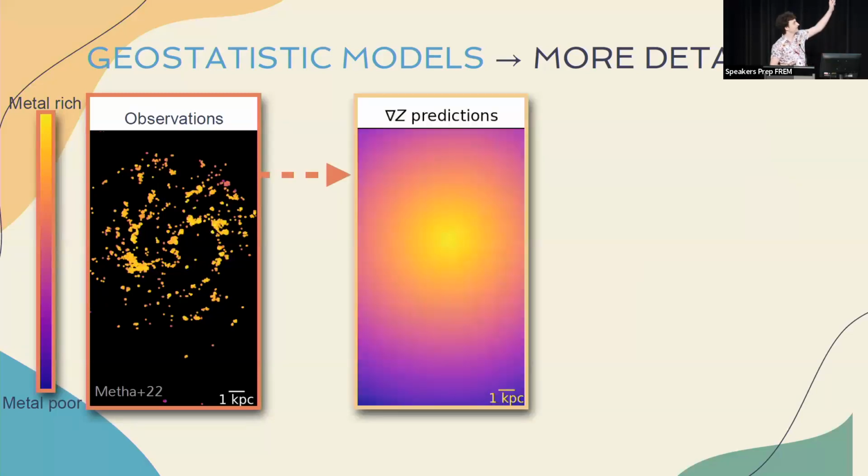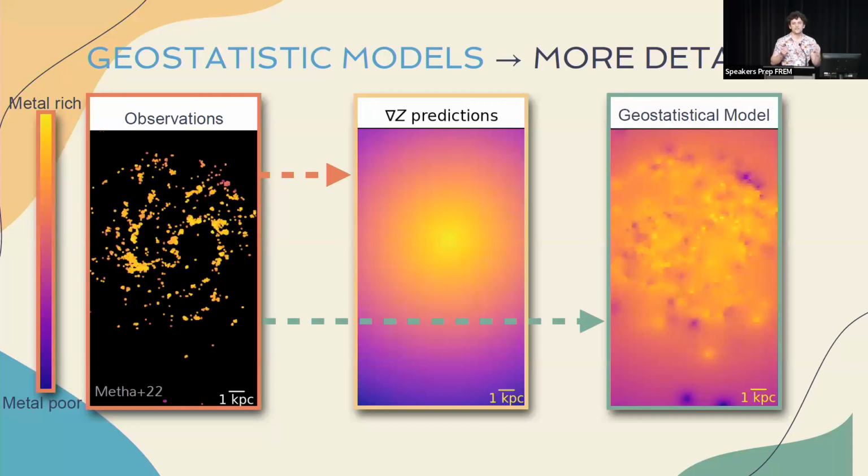You'd say there's more metals in the middle, less metals on the outside. But when you do this, you lose a lot of the information that is within these pictures. On the other hand, if you fit a geostatistical model based on the small-scale structure that you can learn from the data, you get a different picture of these galaxies. So there's still that trend.